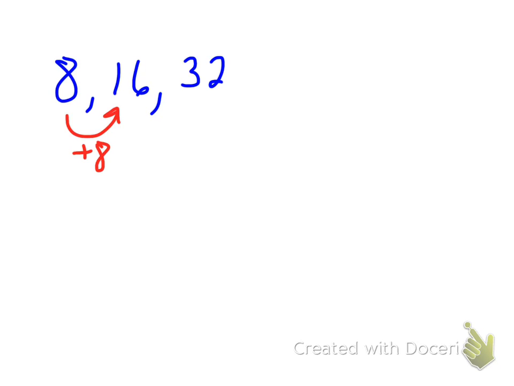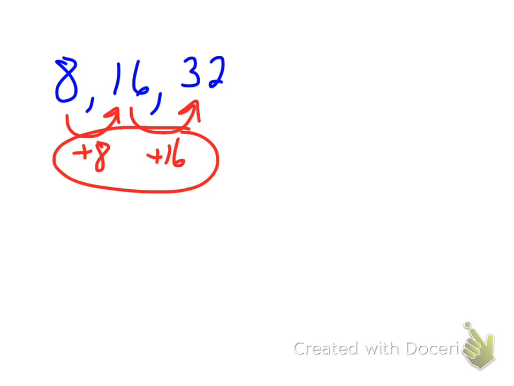The next example I'd like us to take a look at is what if we start off with a number like 8, and the next number is 16, and the next number is 32. Well, I add 8, and then that is not adding 8. That's actually adding 16. Since these two numbers are different, that means this is no longer arithmetic.